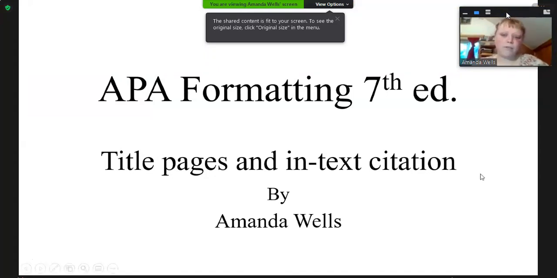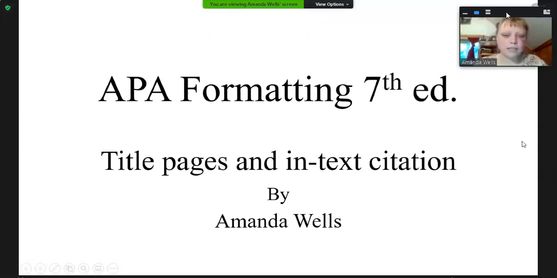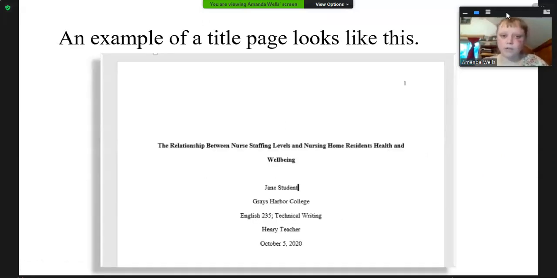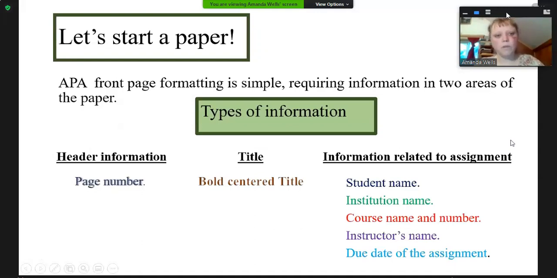Okay, so APA formatting is a little different than the MLA or the Chicago styles, or there's a whole bunch of other ones. If you start out with the title page, it looks pretty much like this. There are only a few differences, such as the information will be a little bit different, but the formatting is going to look like that. So when we start a paper, we want to start by first gathering the types of information we're going to need. They're going to go into two areas of the paper. We'll need the page number, the title, and the student name. This is all information related to the assignment.